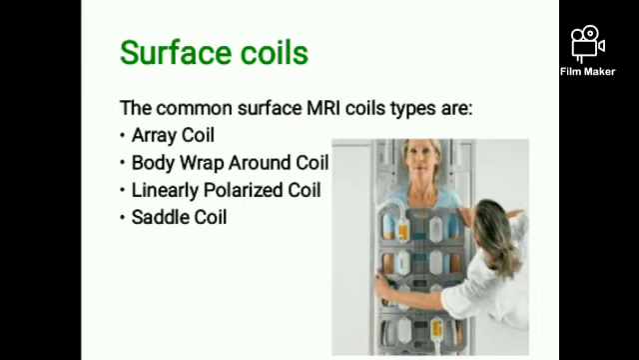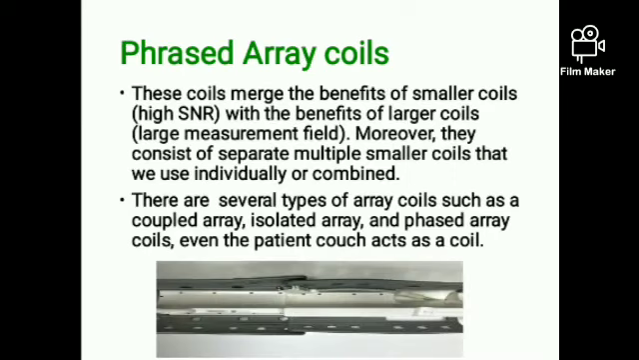Array coil, we have body wrap coil, so these are the types of coil which you can wrap around the body. Linear polarized coils, like shoulder coils we have, and saddle coils. Next thing is phase array coil. It is nothing but phased array.